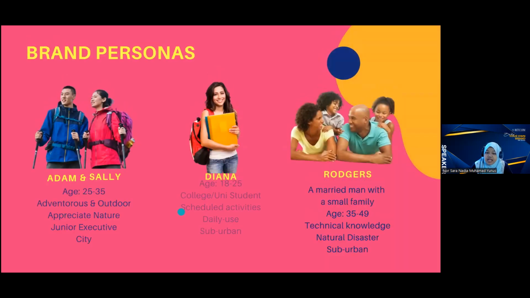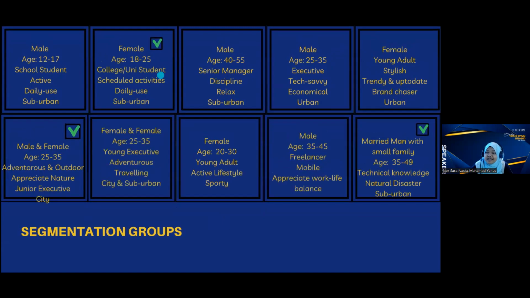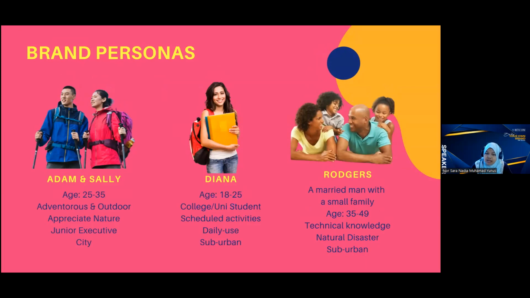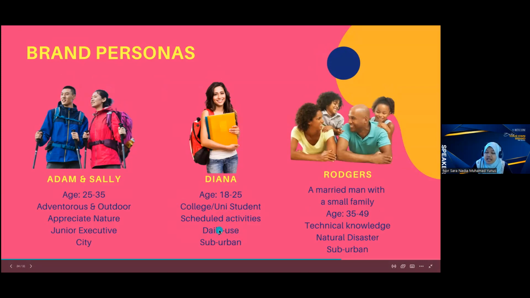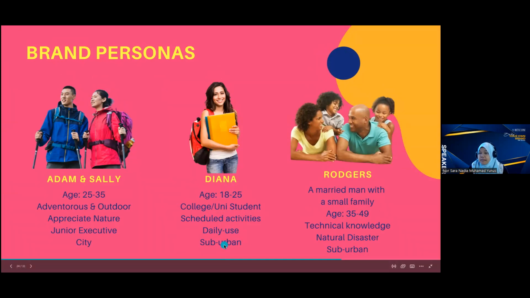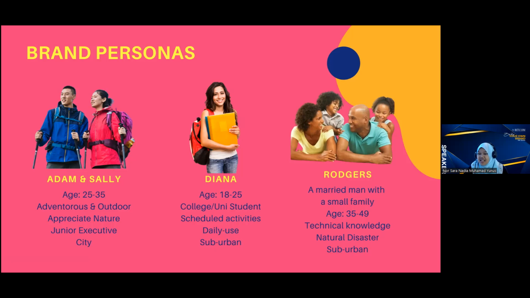The next group we have Diana, right? So Diana is a group of female, age 18 to 25, a college student who is busy with dia punya scheduled activities and lifestyle, and it is expected that when Diana buys our self-filtered water bottle, she will use it every day. Okay, and Diana lives in suburban. So this is our second target group or target persona.